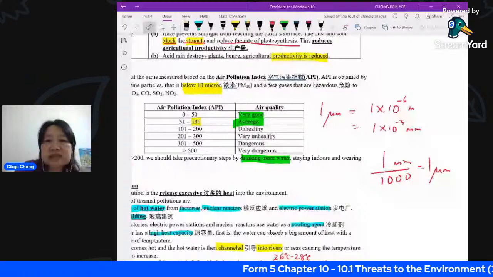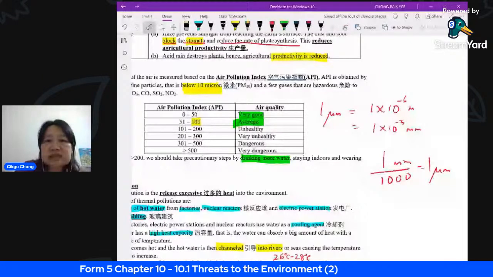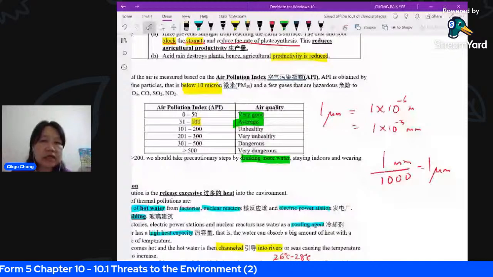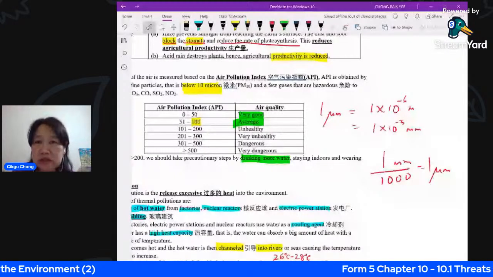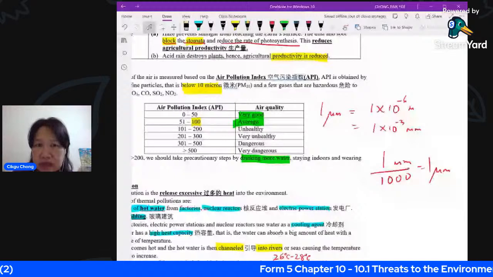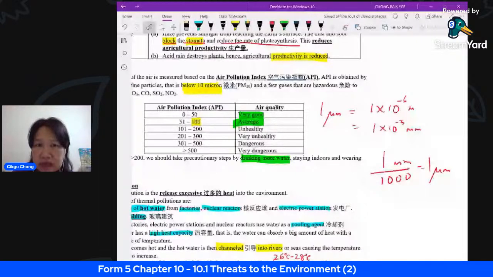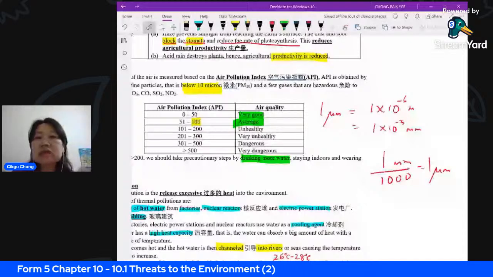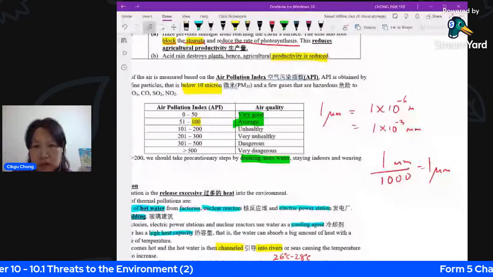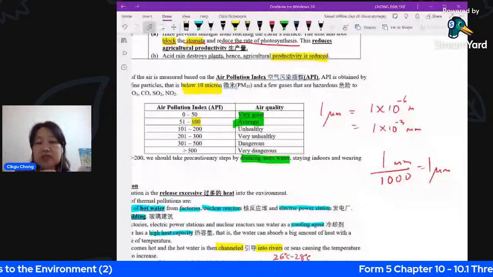When the river water or these lakes, the temperature rises. Number 1, it disrupts the biochemical processes of the aquatic life. Number 2, it increases the decomposition rate. And number 3, it reduces the solubility of oxygen. It decreases the solubility of oxygen.